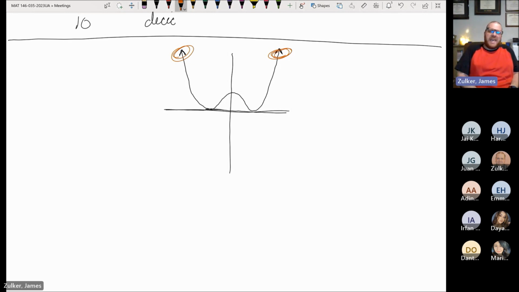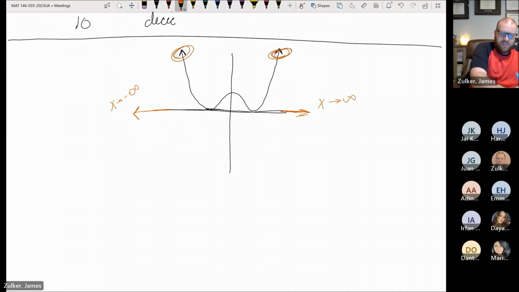That would be the end behavior, right? So this direction is the left end, or we let x go to negative infinity. Right? X approaches negative infinity. This end is the right end, or x tends to positive infinity.